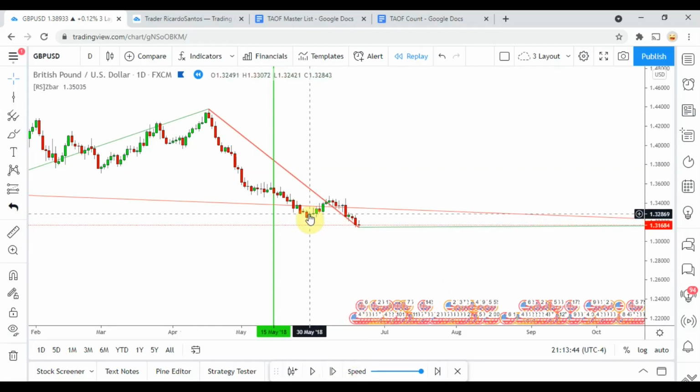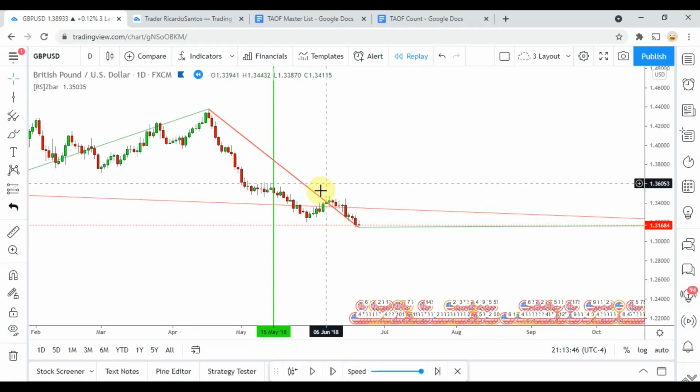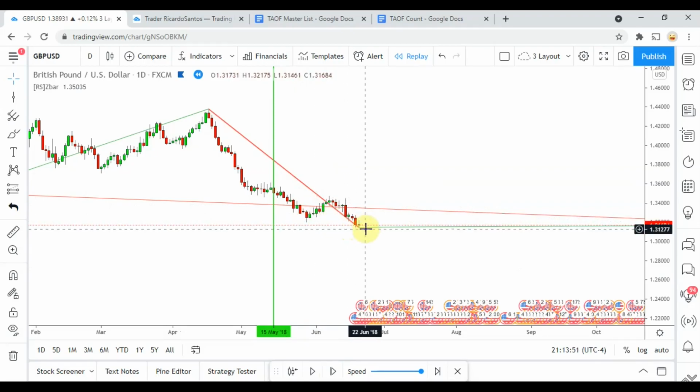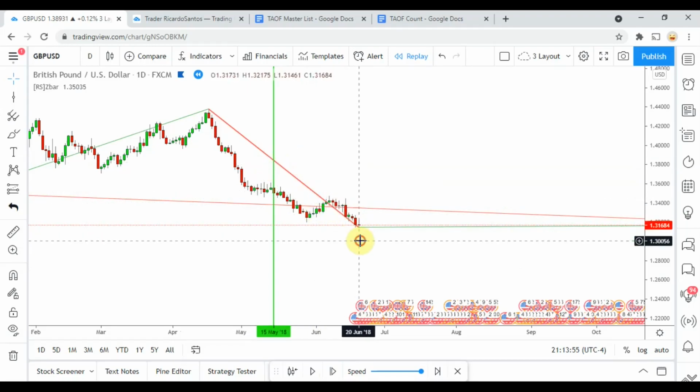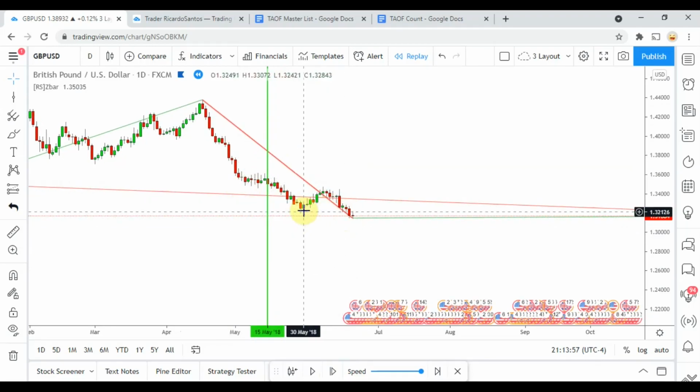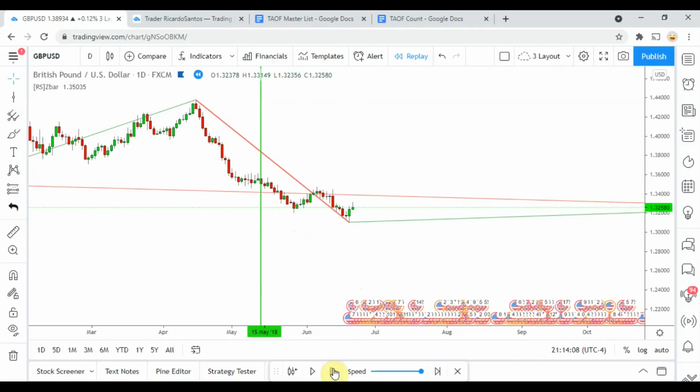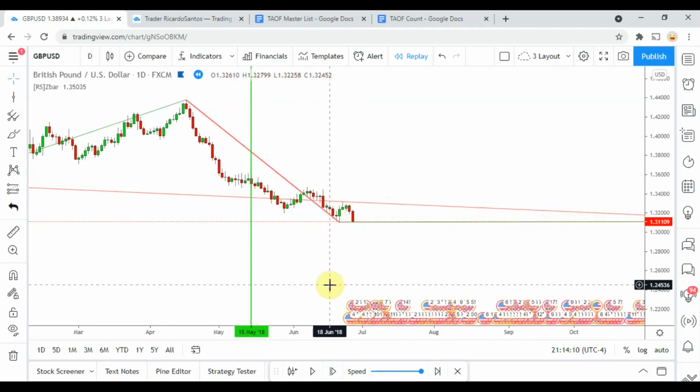Now, if you notice right here, this line jumped from here to here. It is possible that that could also be considered another signal to go short. Really what it's doing is jumping from this lowest pivot to the next lowest established pivot over here on this side.